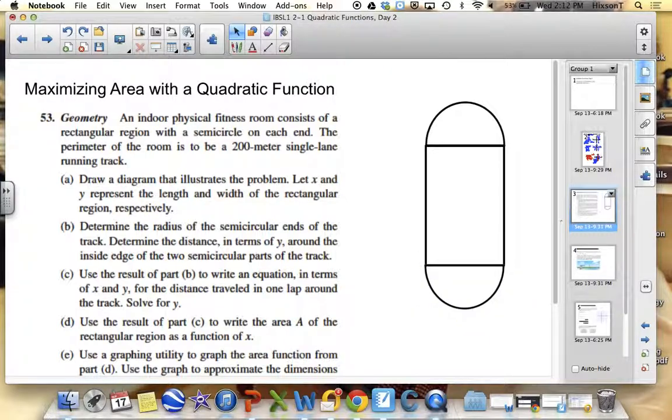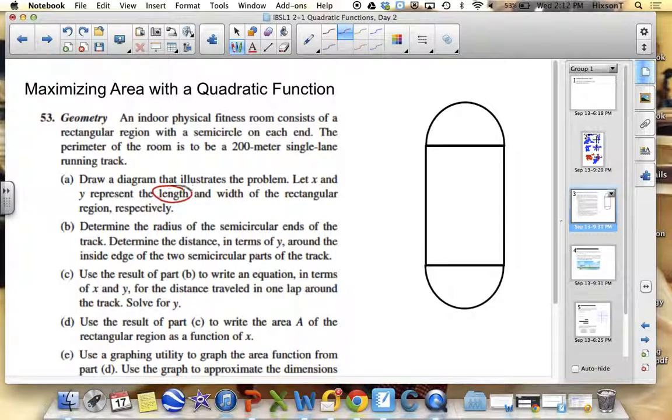And it wouldn't matter if you made this sideways or like this. Just fit it on your paper somehow. Here we've drawn a diagram to illustrate the problem. A lot of times in word problems, that's one of the most challenging parts, just to get a diagram that works. But it says, let x and y represent the length and width of the rectangular region respectively. What does that word respectively mean? In that order.